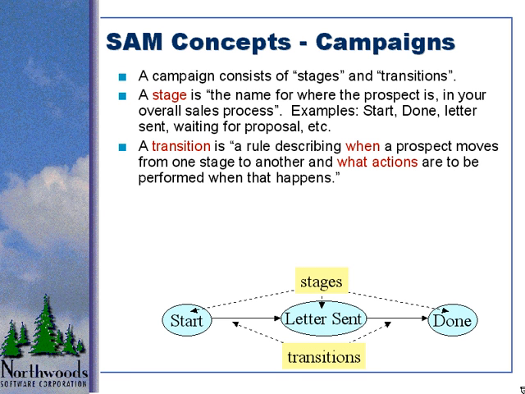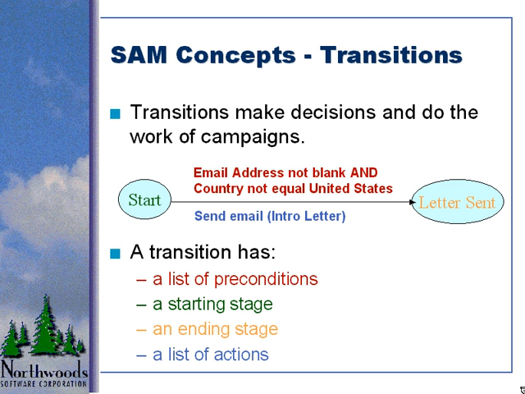So the transition is a combination of two things. It's when to transition the contact from one stage to another, and it's also tied to what to do as that transition is happening, what actions to perform. So in this diagram below, start is a stage, and it transitions to letter sent, and you can imagine that the action on that transition is sending a letter. And then there's another transition to the done stage. So transitions make decisions and are really where the work of the campaigns happen.